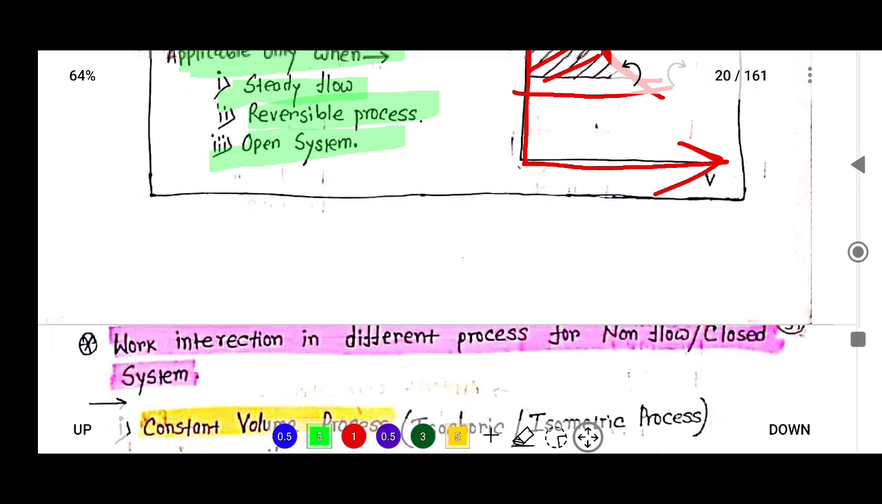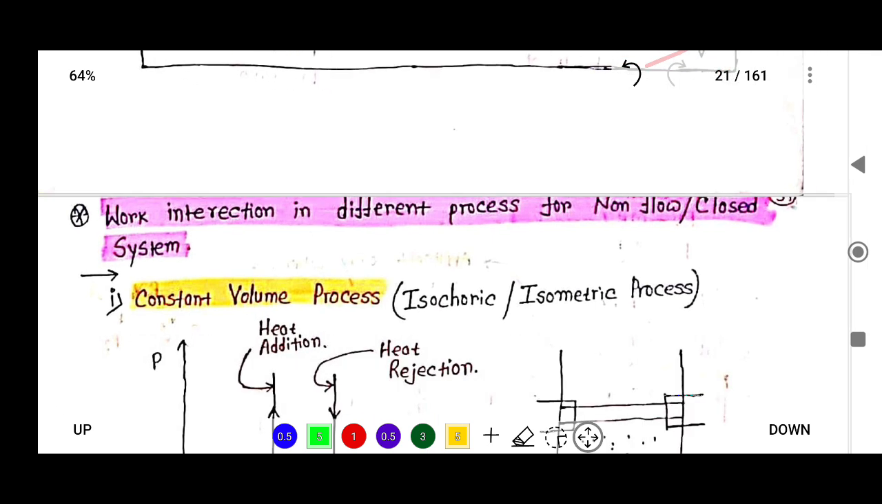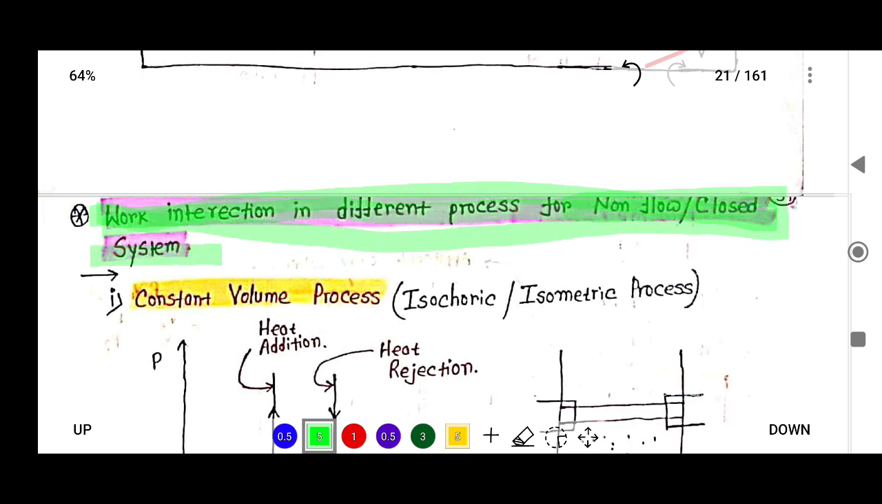Now let's understand work interaction in different processes for a non-flow or closed system. Let's try to understand what work is produced on a closed system. First, understand the constant volume process, also known as the isochoric process or isometric process. Constant volume means volume is equal to constant.